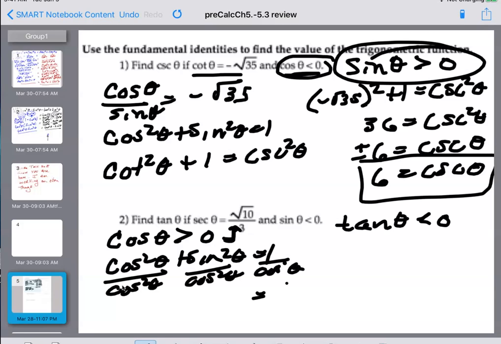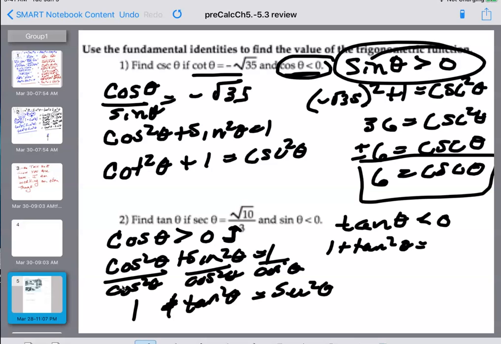And this is my secant. This is my tangent. And this is 1. Okay, so now I have 1 plus tangent squared theta equal to the square root of 10 over 3, squared.